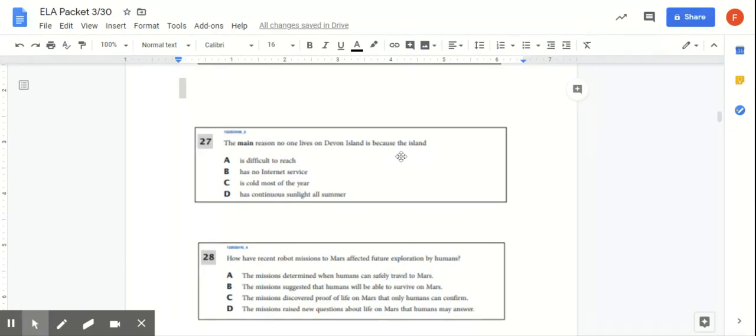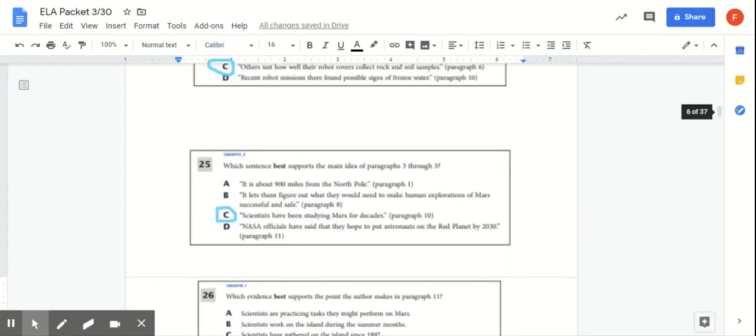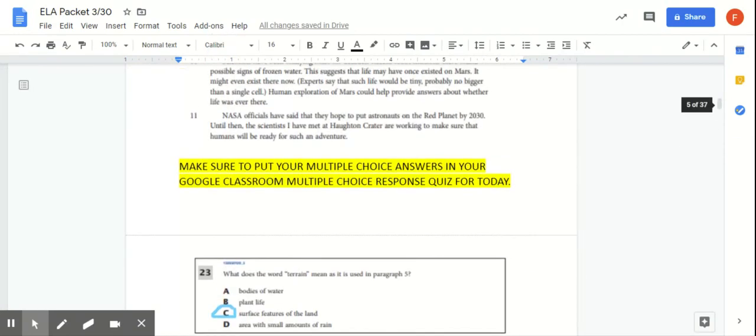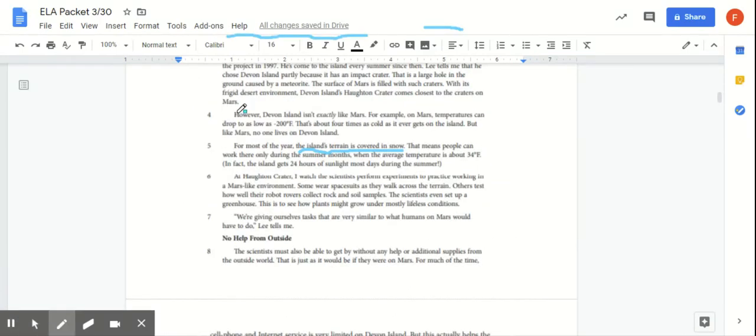27. The main reason no one lives on Devon Island is because the island, A, is difficult to reach, B, has no internet service, C, is cold most of the year, D, has continuous sunlight all summer. So we're going back to look to find our evidence. So I scrolled up to paragraph 4 because that's where it tells me no one lives on Devon Island. So I'm going to read the information around it to figure out what would be the best answer.